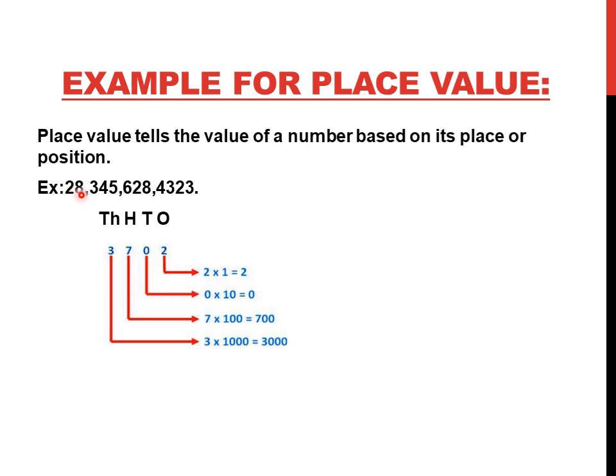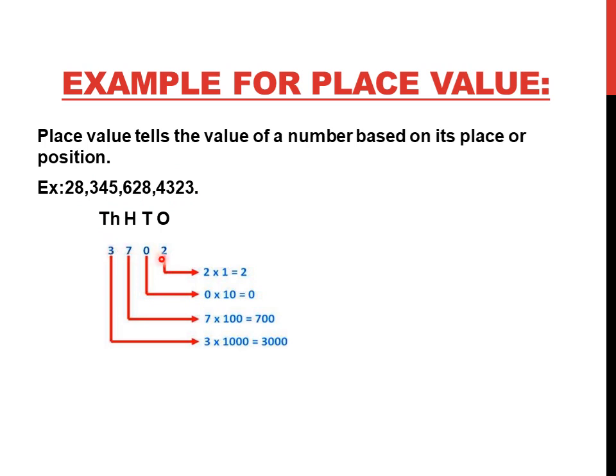Here we have 28, 345, 628, 4323. Why do we call 28, why not 28, 345 or 345? Do you know? We are calling the numbers according to their place value.